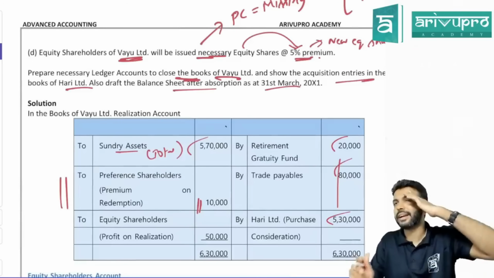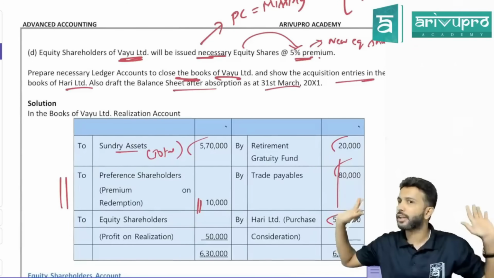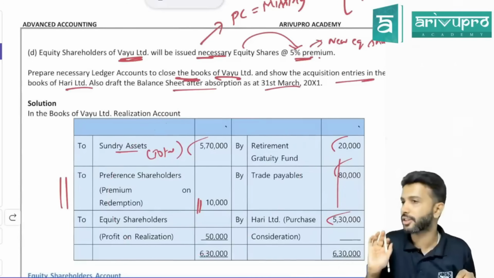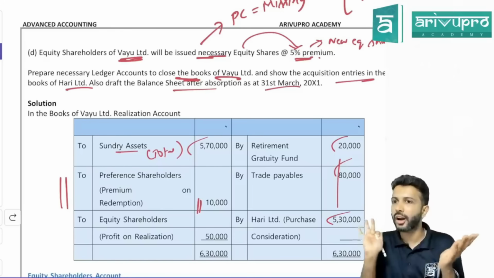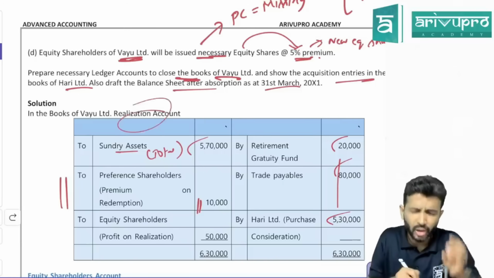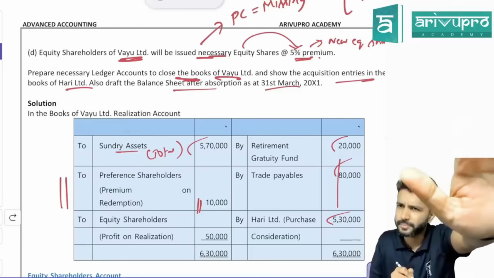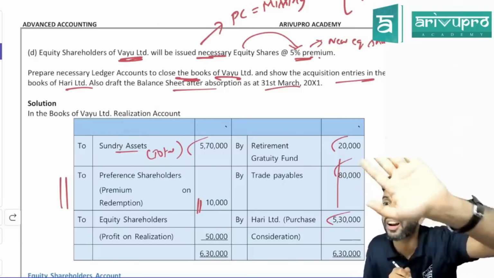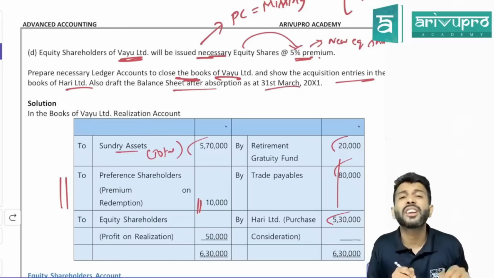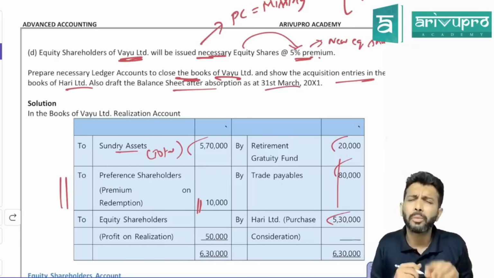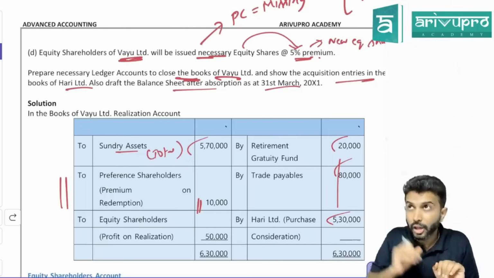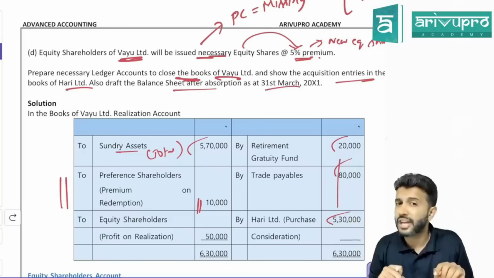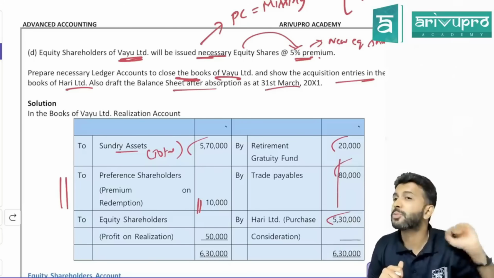Sir, if you don't have time to prepare the preference shareholders account, you have time to prepare only a realization account. Now you want to bring in this adjustment. You're not sure whether it will come on the debit side or credit side. Realization account is like your trading P&L only. Sir, loss will come on the credit side of trading P&L or debit side? Debit side. If you paid more to preference shareholders, for equity shareholders it is a loss. How much more did you pay?